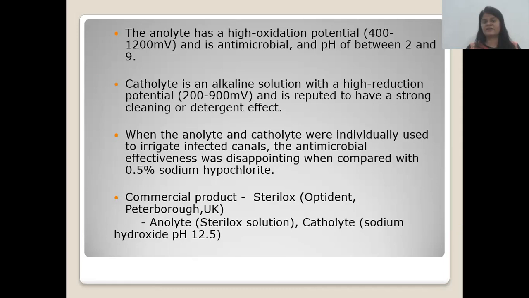When the anolyte and catholyte are individually used as irrigants in infected canals, their antibacterial efficacy was disappointing when compared to 0.5% sodium hypochlorite. Commercially available products include Anolyte and Catholyte, which are marketed by companies as Anolyte Stevolox solution and Catholyte sodium hydroxide solution.